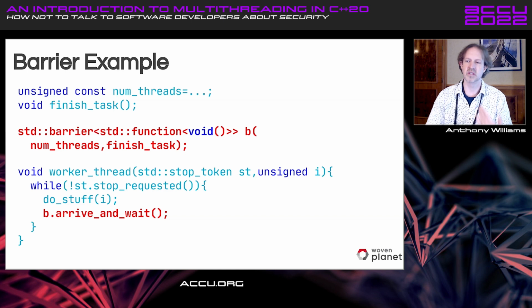Then each worker thread sits in a loop while it hasn't been asked to stop. Then it's going to do stuff for the current phase. Then it's going to arrive and wait at the barrier. Then when all the threads have finished their current phase stuff, we're going to loop round. And if we still haven't been asked to stop, we're going to do the stuff for the next phase and so forth.